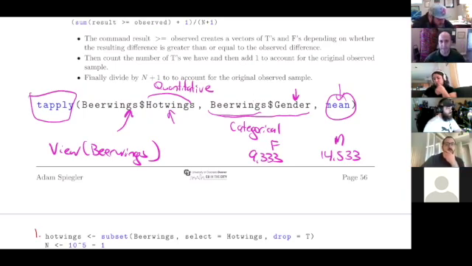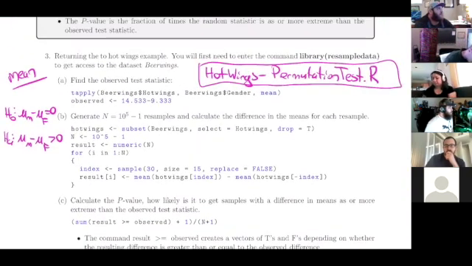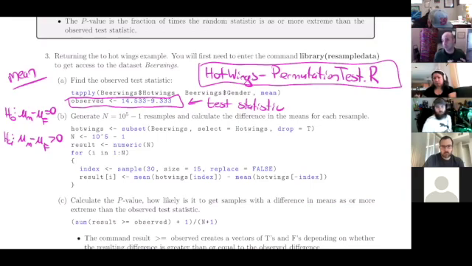Any questions about that? And so this is important because this is going to tell us our test statistic, right? So that's what this observed is over here. So now observed is actually storing the value, which is 14.5333 minus 9.3333, whatever. So this is our test statistic. And notice I've saved it to this thing that I've called observed.